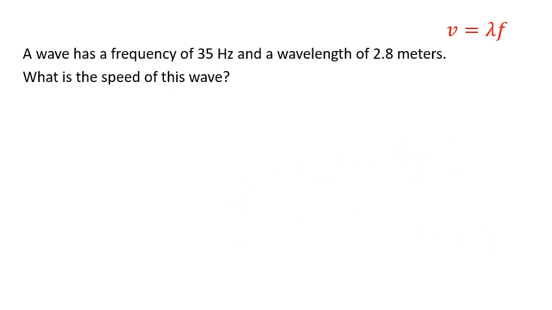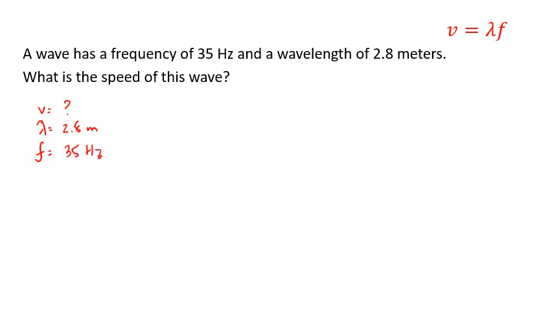So let's jump right into our first problem here. A wave has a frequency of 35 hertz and a wavelength of 2.8 meters. What is the speed of this wave? So we line up our variables. It's asking for wave speed, which is v. Our lambda, remember that's measured in meters, so this is going to be 2.8 meters. And hertz is frequency, so 35 hertz.